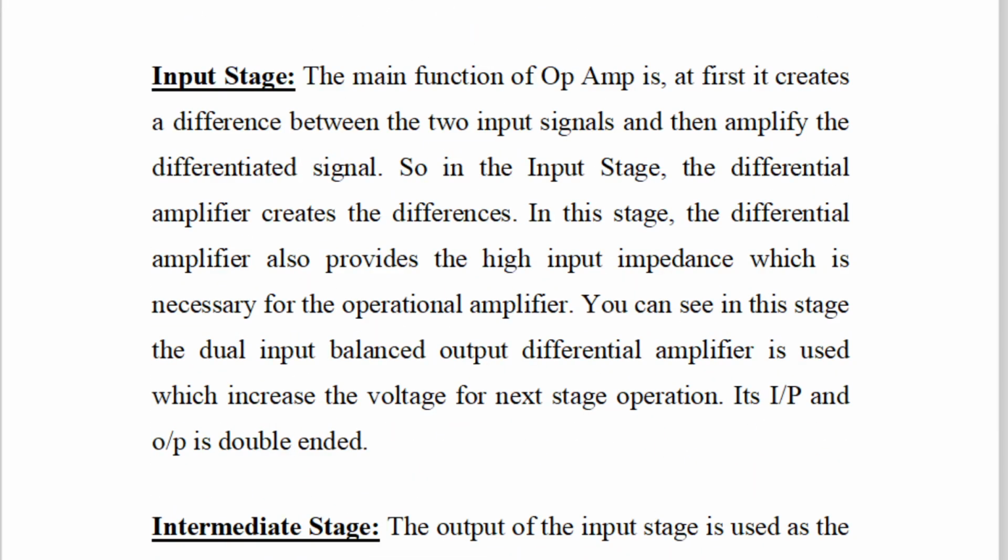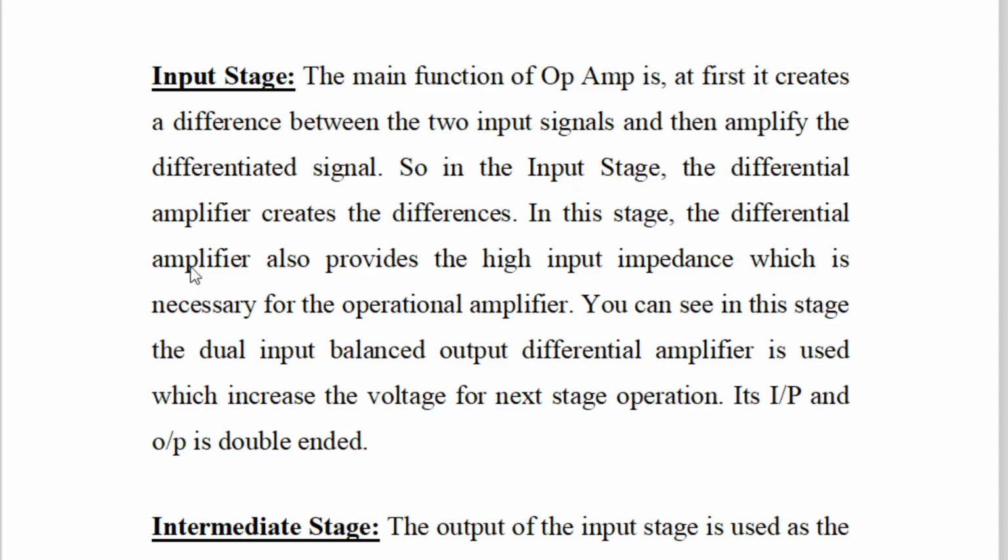Now let us go through the 4 stages one by one. What is the input stage? The main function of the operational amplifier is, at first it creates a difference between the two input signals and then amplifies the differentiated signal. So in the input stage, the differential amplifier creates the difference. In this stage, the differential amplifier also provides the high input resistance which is necessary for the operational amplifier. You can see in this stage the dual input balanced output differential amplifier is used, which increases the voltage for the next stage operation. Its input and output is double-ended.